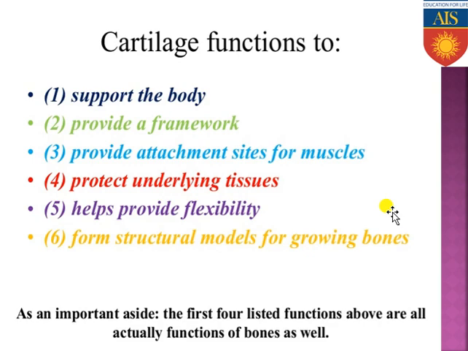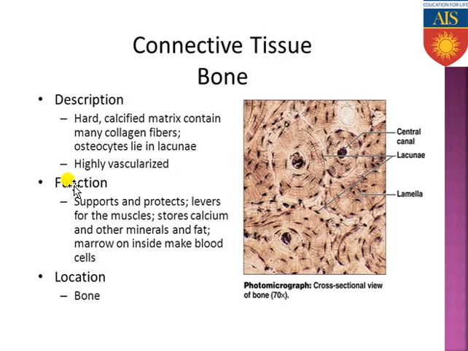These are the functions which are performed by the cartilage, and these functions are also shown by the bones as well. Okay, so after this specific cartilage, the next connective tissue is the bone. Keep it in your mind. Bone is a type of connective tissue which is very hard, with a calcified matrix containing a large amount of collagen fibers. Osteocytes are also present in the bone matrix, in the lacunae portion, and that portion is highly vascularized due to the presence of blood vessels.